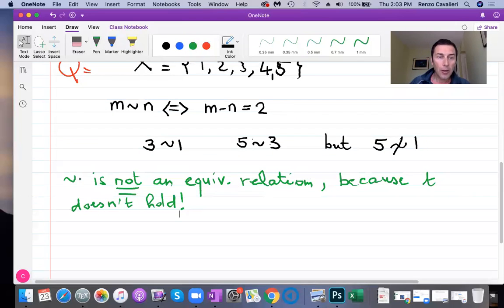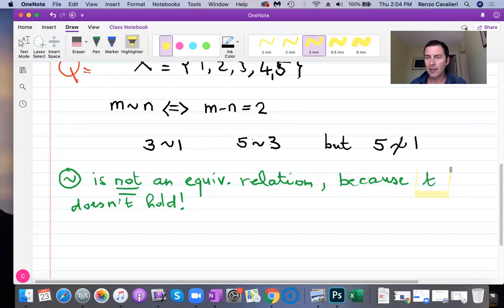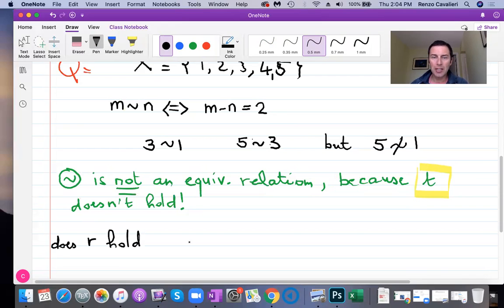Okay, so the other question is, does any of the axioms of equivalence relations hold? So T does not hold. But does R hold? No, right? R does not hold, because 3 is not equivalent to 3, because 3 minus 3 is not equal to 2. Right.